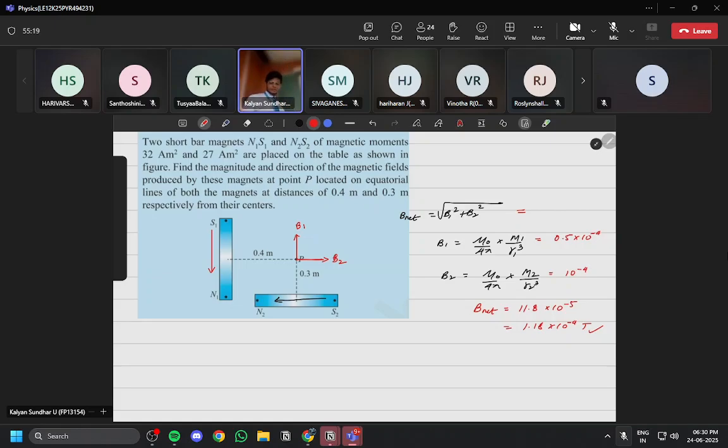So they have asked to find the magnitude. The magnitude is found. The next thing is the direction. How much direction, with respect to what? With respect to the horizontal, how much does it make? So B net will be in this direction. This will be the B net value, correct? I will take this as theta. So tan theta will be equal to B1 by B2.